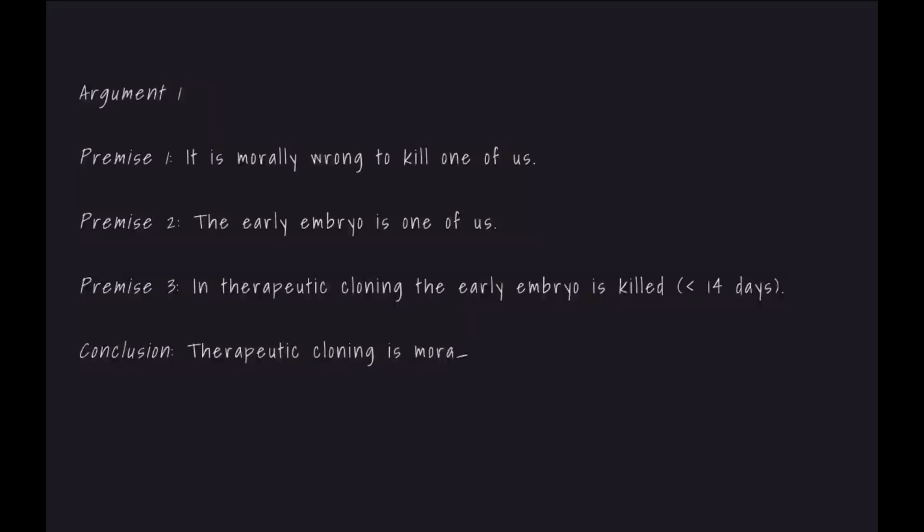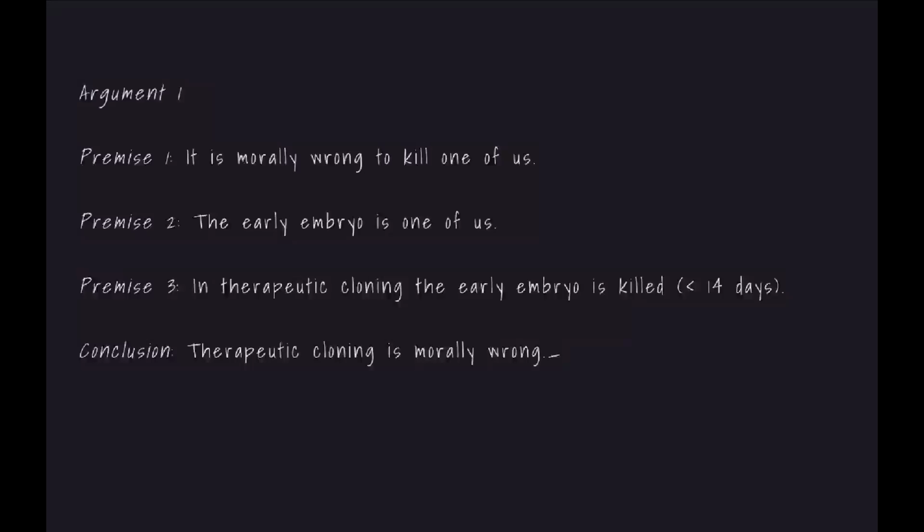Notice that an important underlying assumption of this argument is that being one of us entails having a moral status or the right to live. According to premise 2, the early embryo shares this right to live. Argument 1 is deductively valid, so if its premises are true, then there is no possibility of its conclusion being false. So therapeutic cloning has to be wrong. But wait a minute. There is one way we can rationally reject the conclusion of argument 1, namely the claim that therapeutic cloning is wrong. And this is by rejecting at least one of the premises.